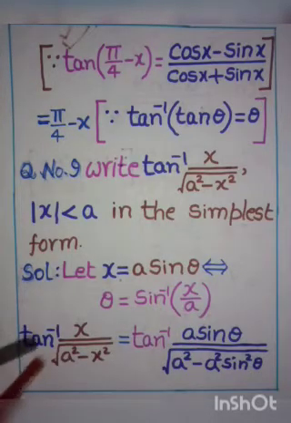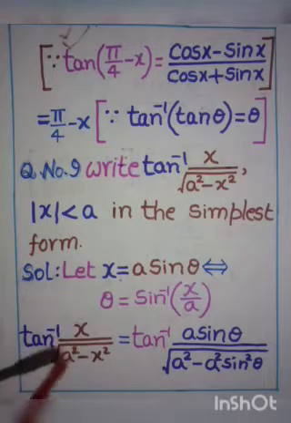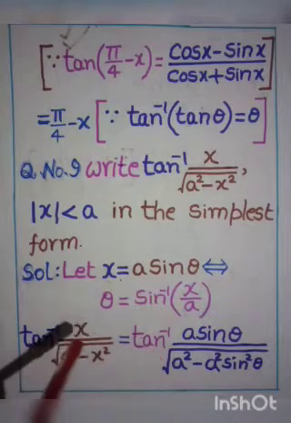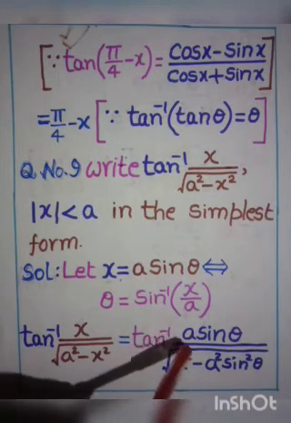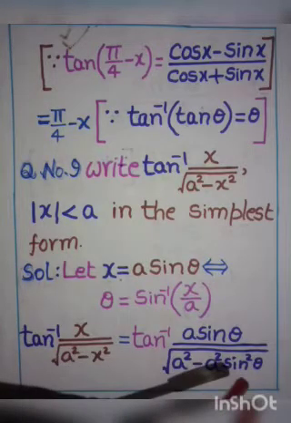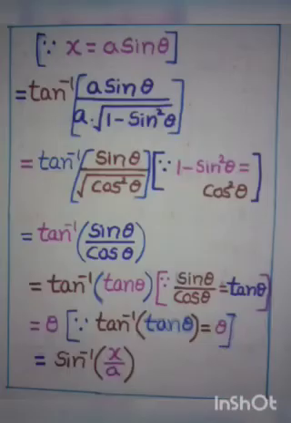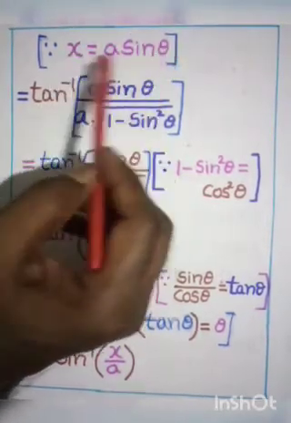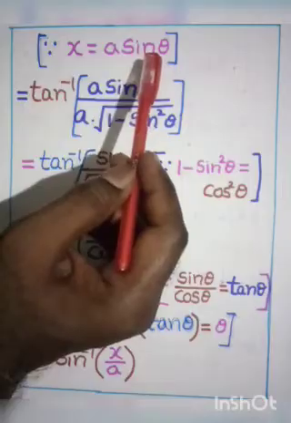Okay, my children. Now let us take the given inverse trigonometric function, that is tan inverse of x by square root of a square minus x square, is equal to tan inverse of, we are substituting x is equal to a sin theta in this function. So a sin theta by square root of a square minus x square. X square means a square sin square theta. Understood this step, my dear children? Right. So I wrote the reason also here. X is equal to a sin theta. We substituted x is equal to a sin theta. Then we get the previous step. Understood the step, my dear children?